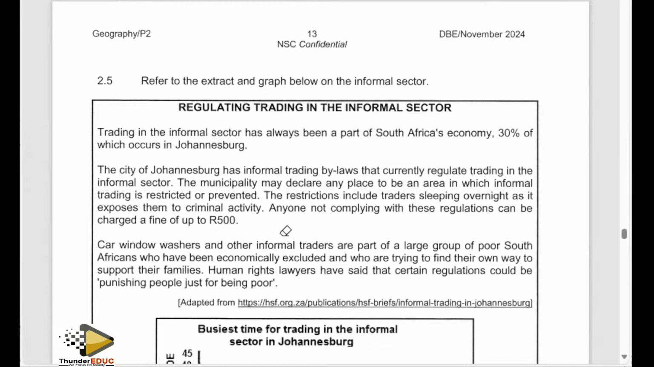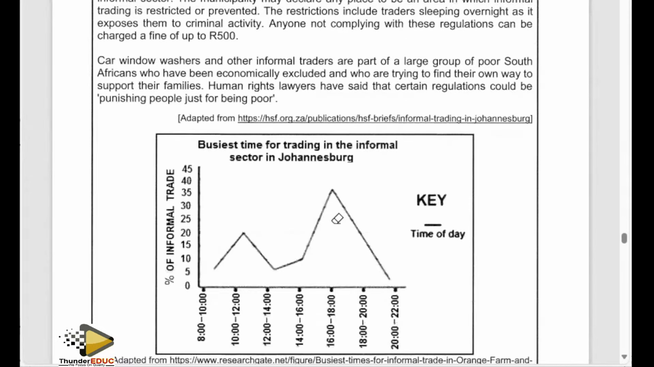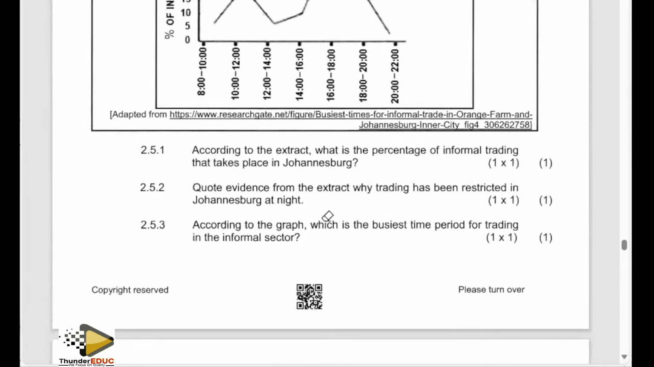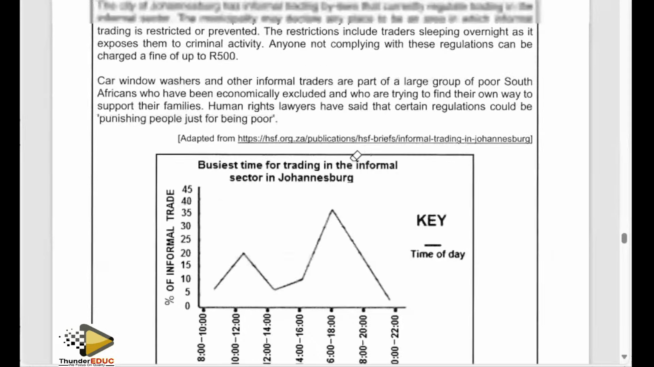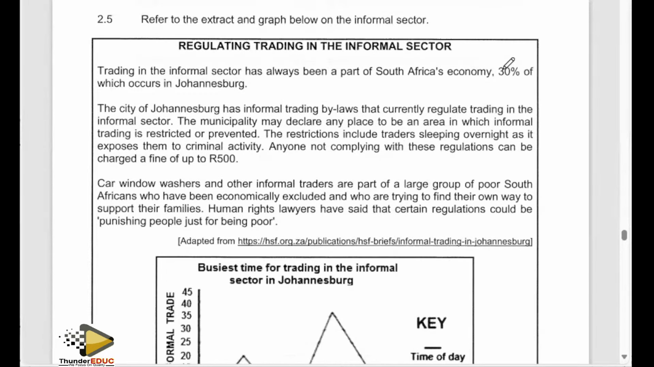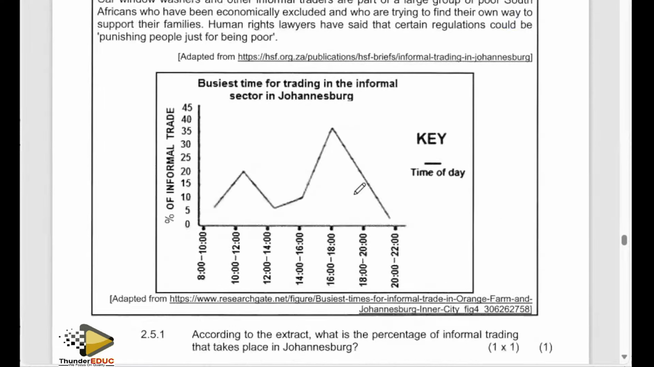It's an extract on the informal sector. Right. It has a text and a graph. Right, the first question is saying, according to the extract, what is the percentage of informal trading that takes place in Johannesburg? The extract is here. We go to the extract. What is the percentage? 30% of which occurs in Johannesburg. So it's 30%.